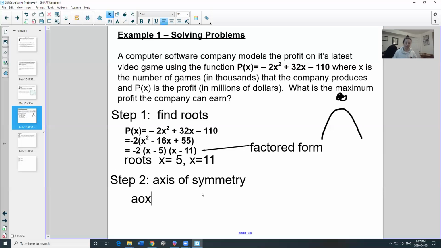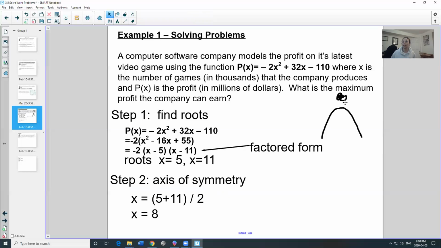So my axis of symmetry, this is actually the x coordinate of your vertex. So this is going to be 5 plus 11, and then I'm going to divide that whole answer by 2, so I'm just going to put brackets here. Sorry, I don't have the division symbol nicely on this program. I'm going to take 5 plus 11, divide it by 2, and that should give us 8, right? Because 5 plus 11 is 16, and 16 divided by 2 is 8. So this is our axis of symmetry.